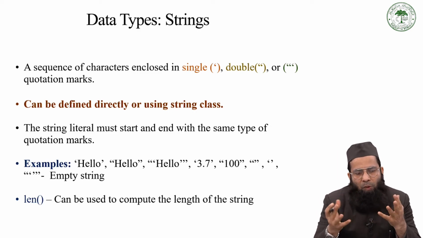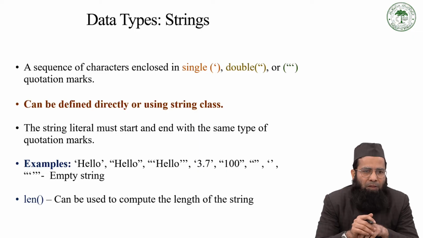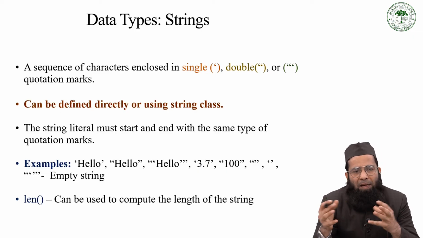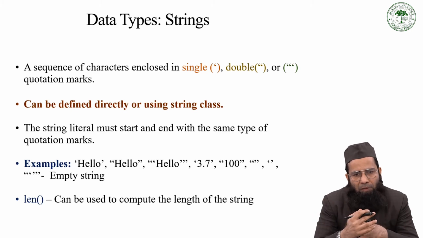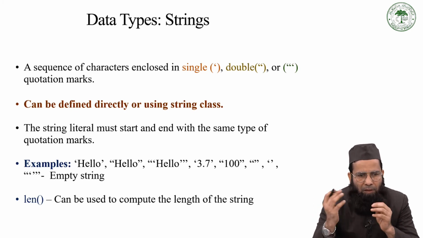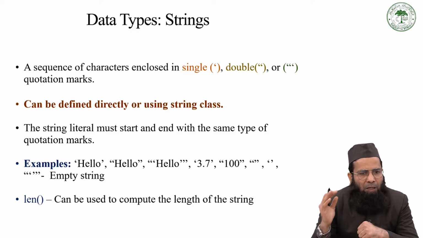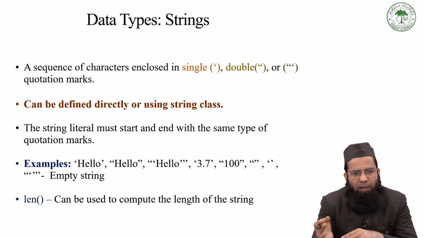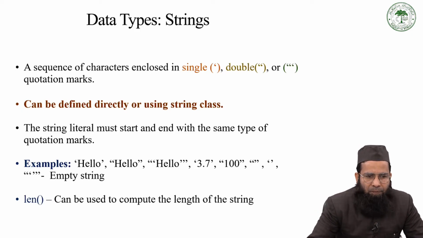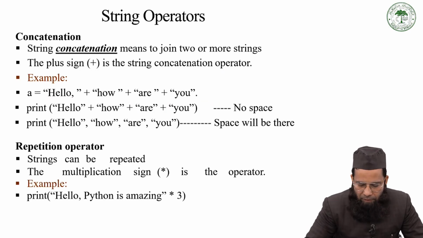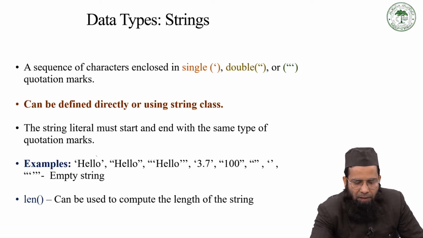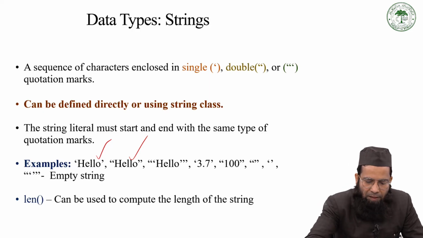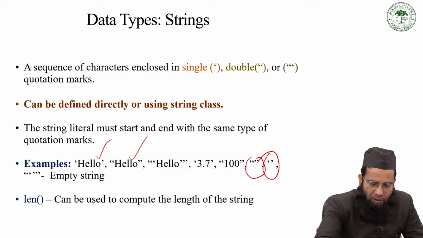Now, there is one more separate data type that is called a string. A sequence of characters enclosed in single or double quotes, or in triple quotes, you could say quotation marks, can be defined directly or using the string class. So we can define a string in different manners. The example is this is a string, this is again a string. So all these are strings. Again, this one is a string, so these are empty strings.